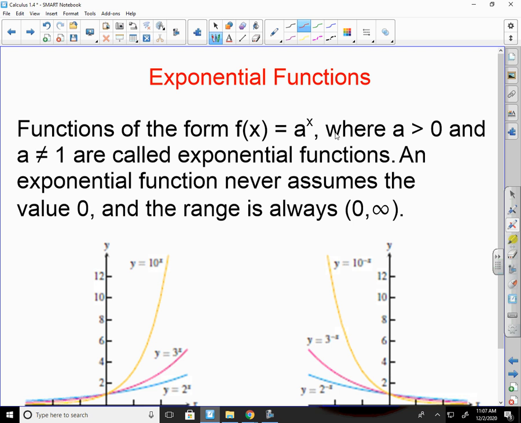Moving on to exponential functions. Exponential functions are of the form f of x equals a to the x. That's where a is greater than 0, so it can't be a negative number, and a is not equal to 1. An exponential function will never have the value of 0, and the range is always between 0 and infinity. So it never goes down below the x-axis.